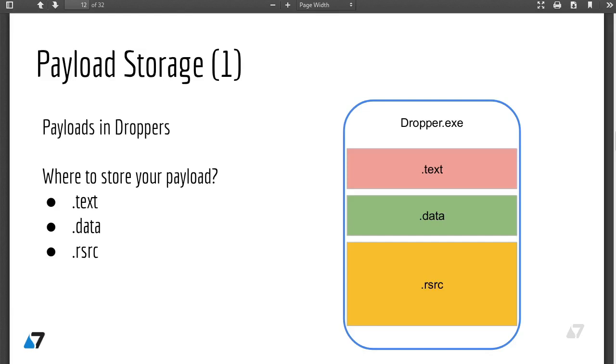Now the question is where to store your payload in a dropper. Maybe you remember from the PE Primer chapter, I told you about sections in a PE file, and I told you to remember 3 section types: text, data, and resources. The reason is these sections are a very good place to store your payload in a PE file.